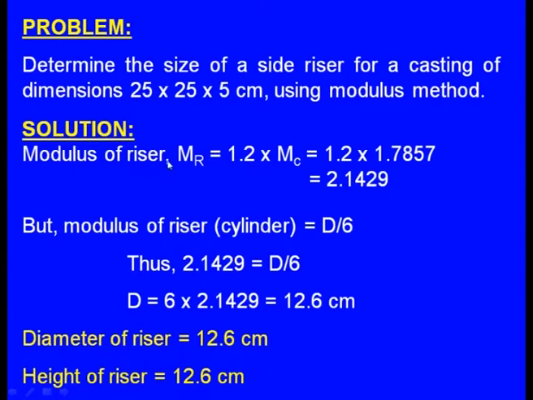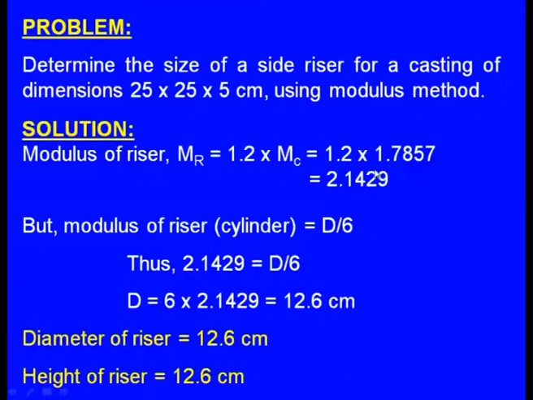Now, based on this, we have to find out the modulus of the riser. The rule says that the modulus of the riser, MR, is equal to 1.2 multiplied by the modulus of the casting. So, MR is equal to 1.2 into MC. What is MC? We got 1.7857. So, 1.2 into 1.7857 gives 2.1429. This is the modulus of the riser.